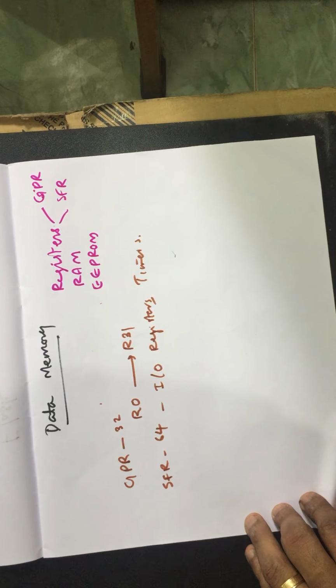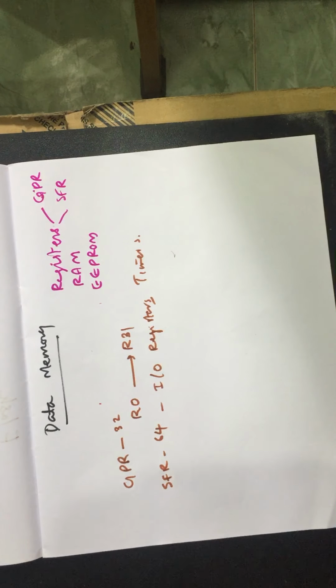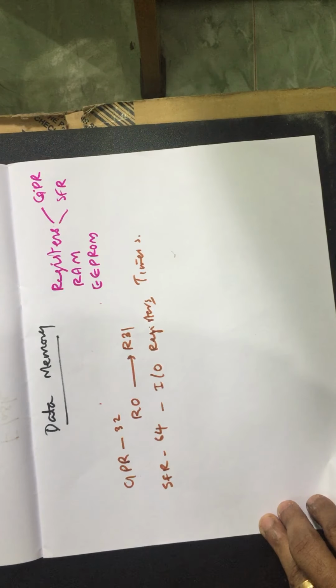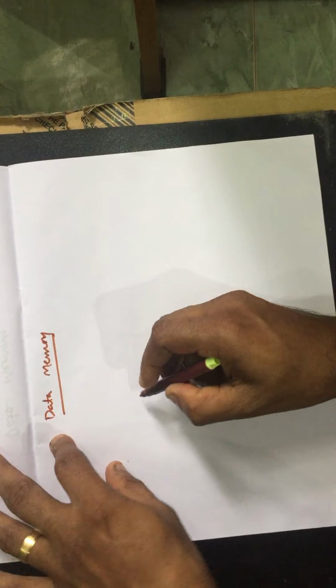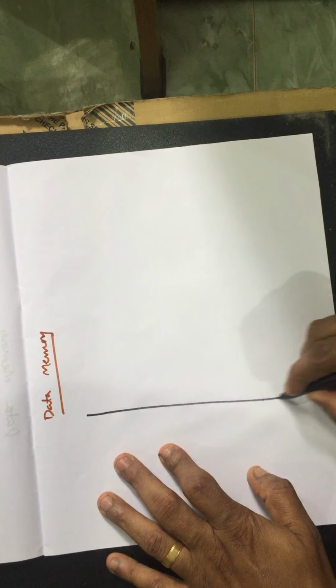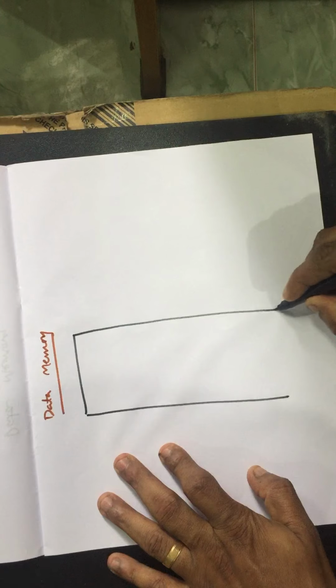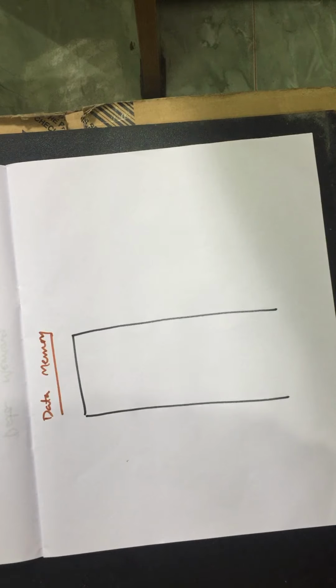This GPR is directly accessible to the ALU. They are very fast. Now let us see how the SFR and the data memory are organized. This is very important. Suppose I am representing this as data memory. Actually, this is only a pictorial representation of data memory. It is not organized like this in a single block.